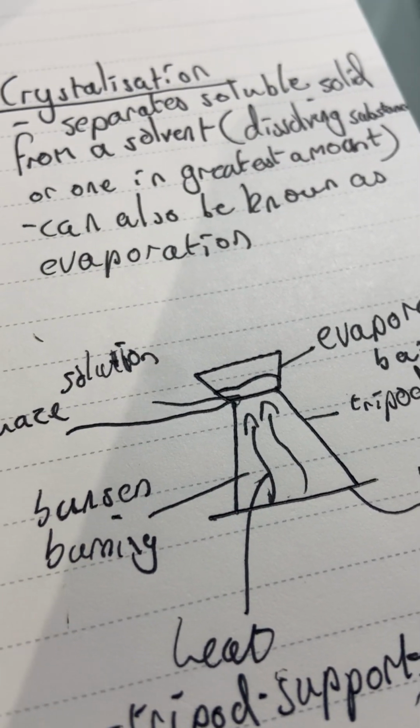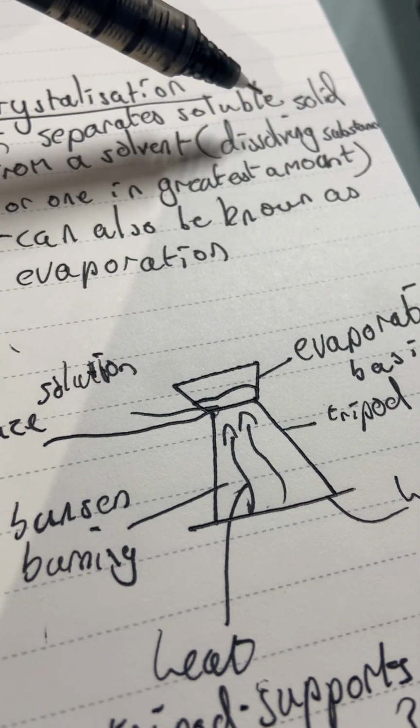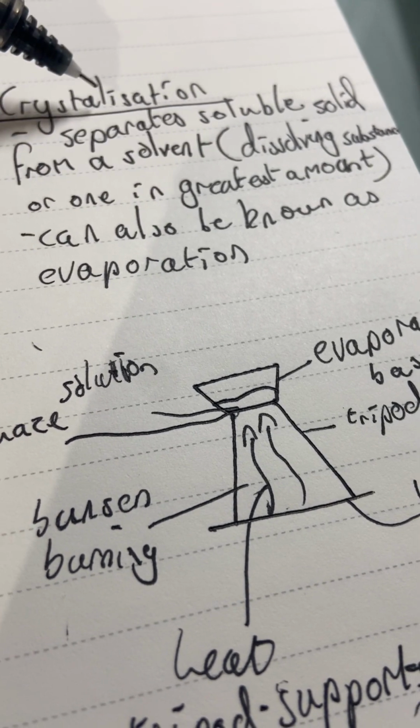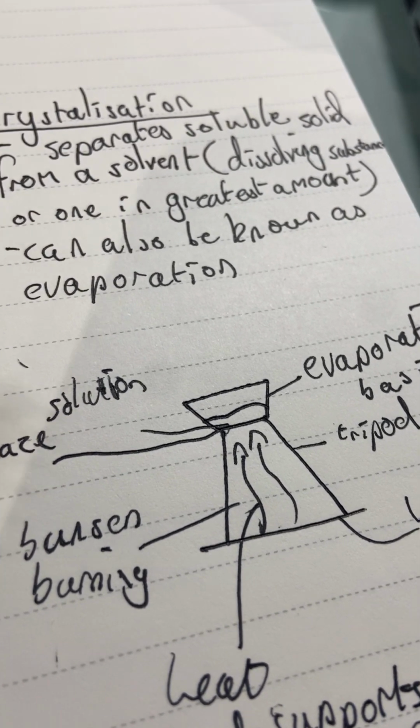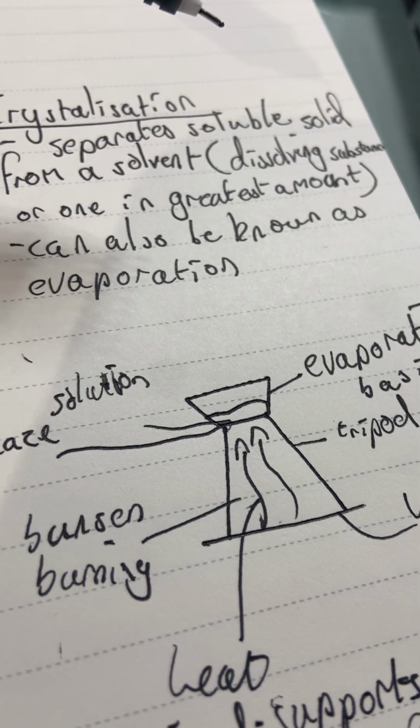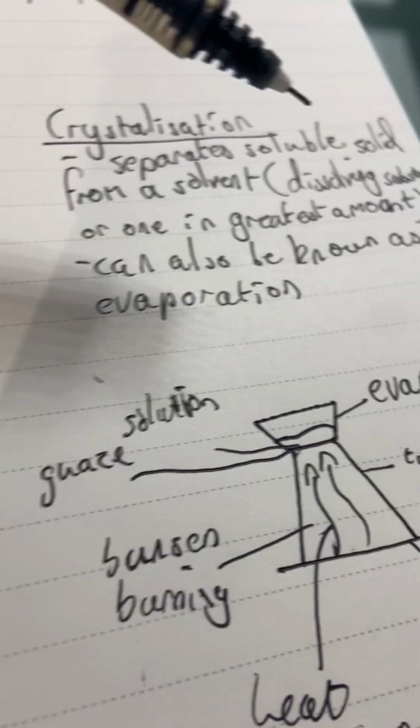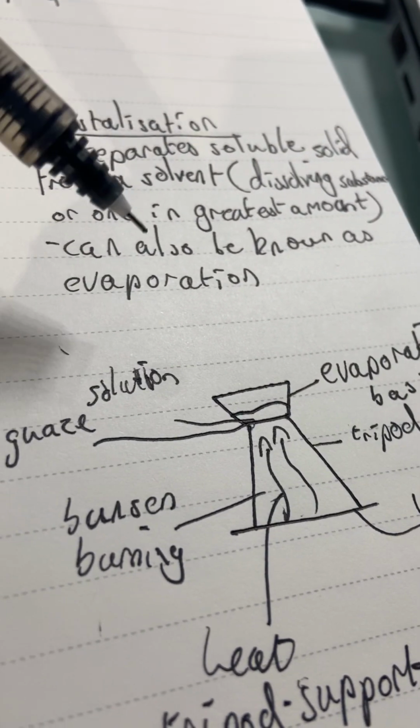Crystallization. Crystallization separates a soluble solid from a solvent. A solvent just means a dissolving substance, or just something in one's greatest amount. However, this can also be known as evaporation.